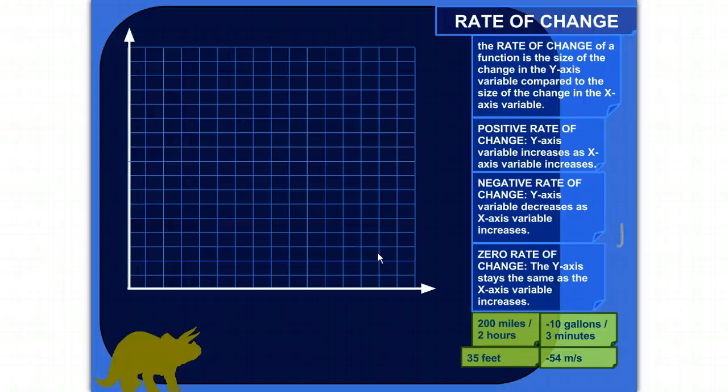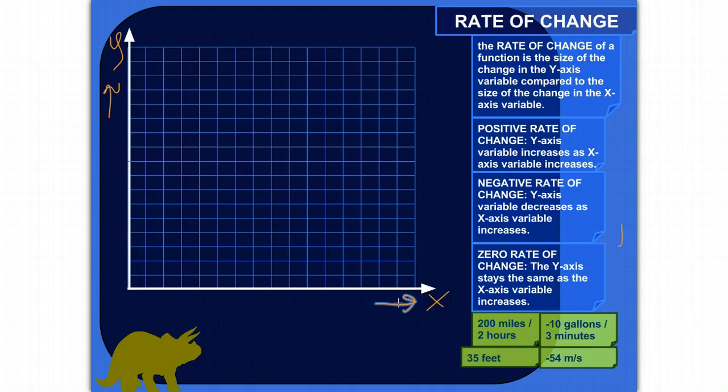So the rate of change of a function is how much the y-axis variable, whatever you're plotting on the y-axis, is changing relative to how much whatever you're plotting on the x-axis is changing. So it's a kind of ratio, and it shows how quickly y is changing relative to x. And you can have positive rates of change where y is increasing as x increases.